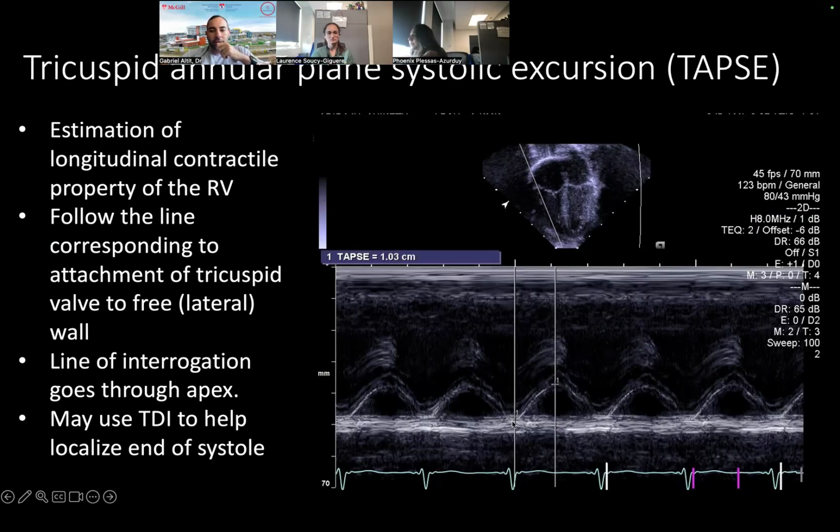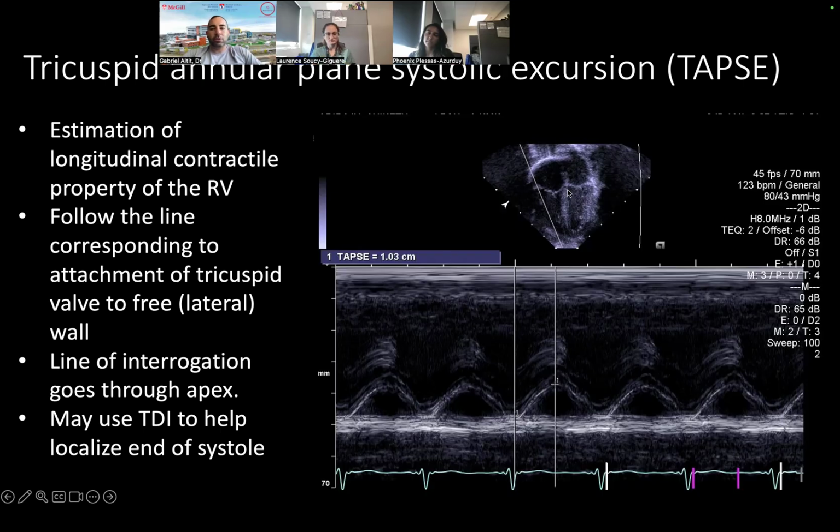So you locate the line of this attachment and you follow this line and then see what's the maximal motion inside systole. Some people will sometimes add TDI to help you with that, because if it's red, you stop where the red happens, because red means the tissue is coming towards the probe, and blue means the tissue is going away from the probe. So some people will add TDI for that.